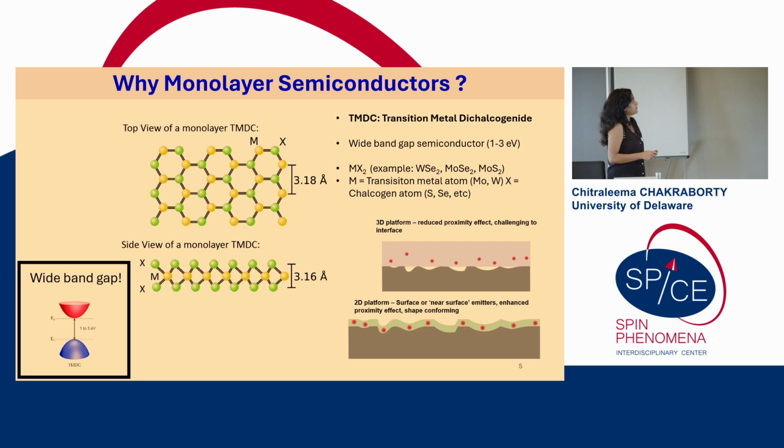And the semiconductors that we generally work with are transition metal dichalcogenides. They have this kind of lattice. If you look from the side, it is 3 atoms thick: a layer of transition metal sandwiched by 2 layers of chalcogen, and they have a very wide band gap.